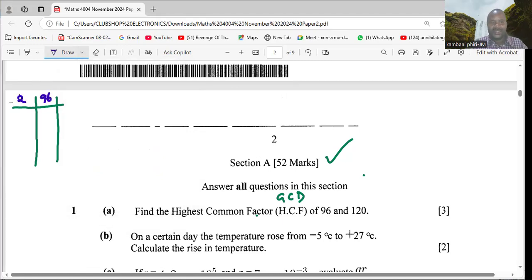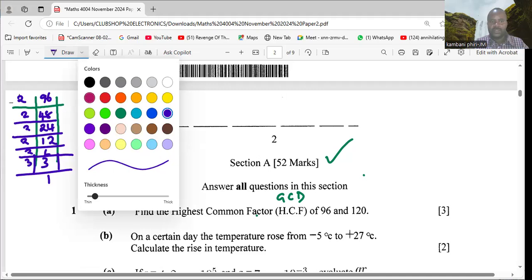2 into 96, I think 48. 2 into 48, you have 24. Then 2 into 24, we have 12. Then 2 into 12, we have 6. Then 2 into 6, we have 3. Then we can still bring 3 here. Then we get 1.